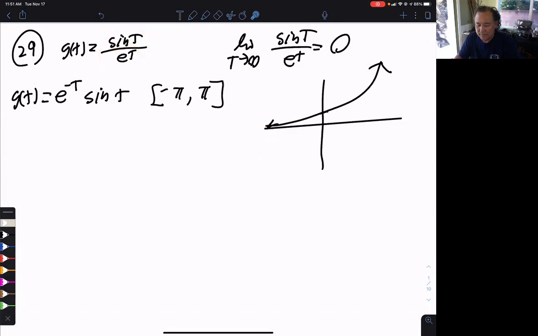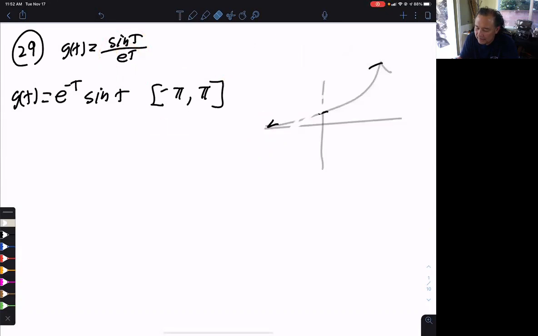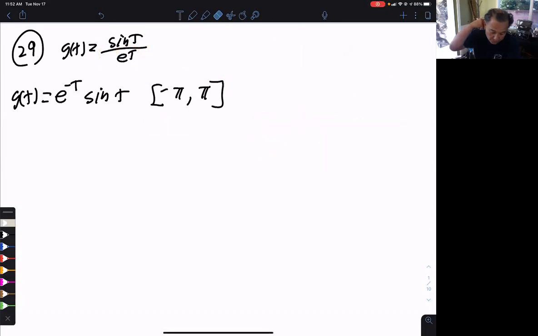But we're not going to worry about that because we're limited from negative pi to pi. So I won't worry about what happens at the endpoints because that's not our concern. Okay, so no vertical asymptote in our domain.